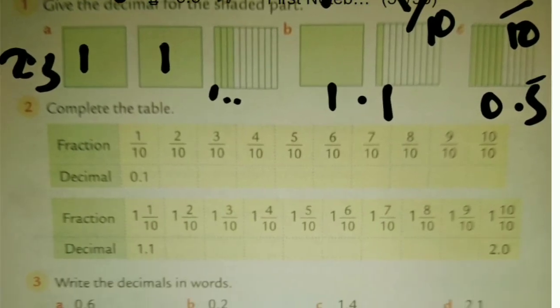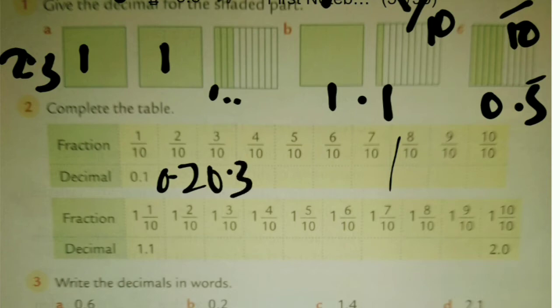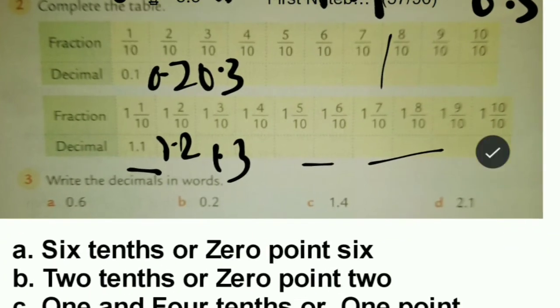See the next one, 1 upon 10 we can write as 0.1. Then we can write 2 upon 10, 0.2. Then 3 upon 10, 0.3. Like this we can write. Same here, the whole part we can write separately, and this fraction part we can write as a decimal. So here we can write 1.2. This we can write 1.3, like this. We can write all like this.